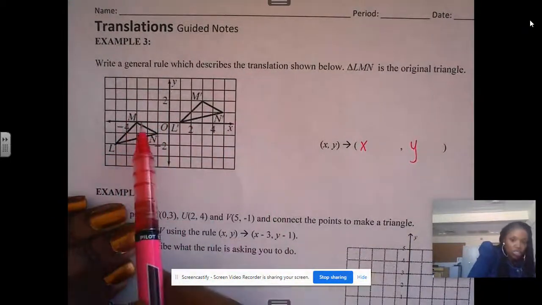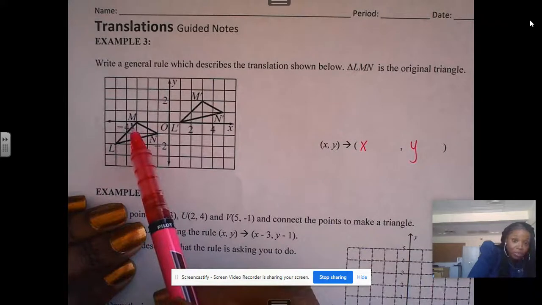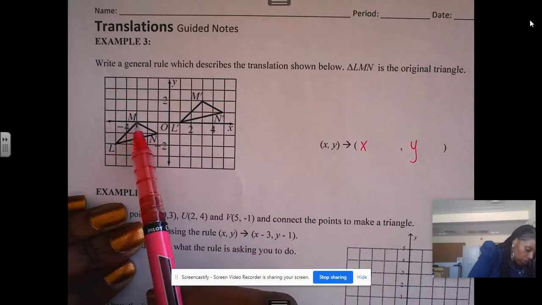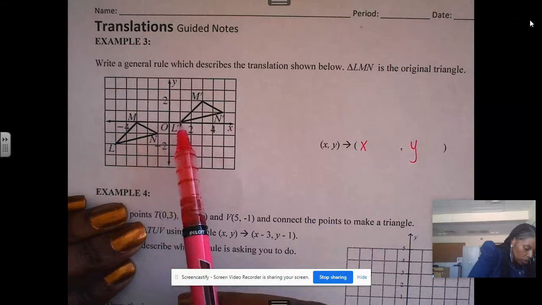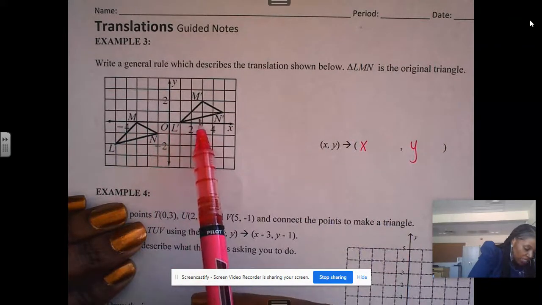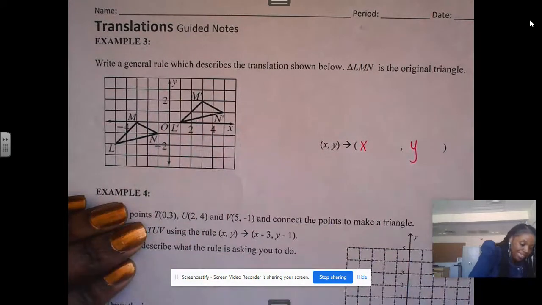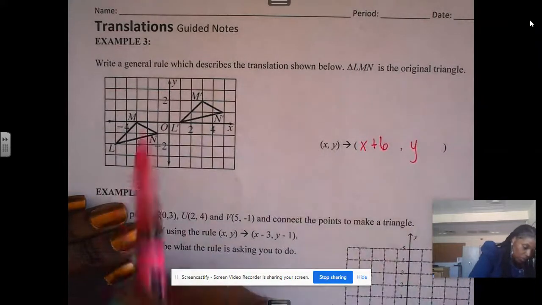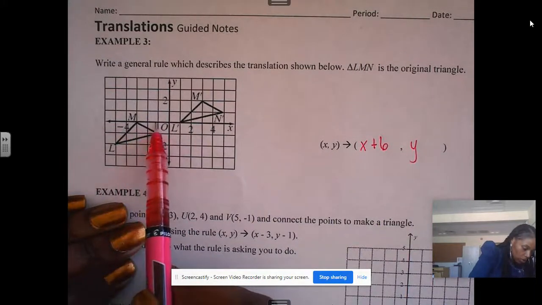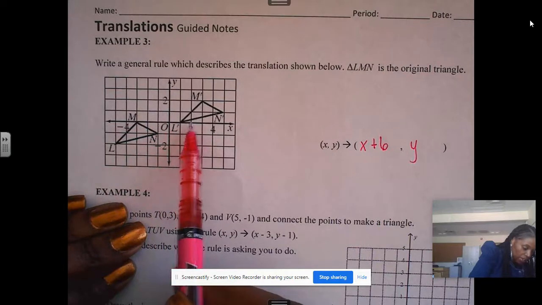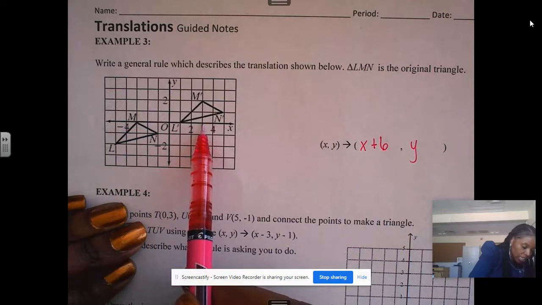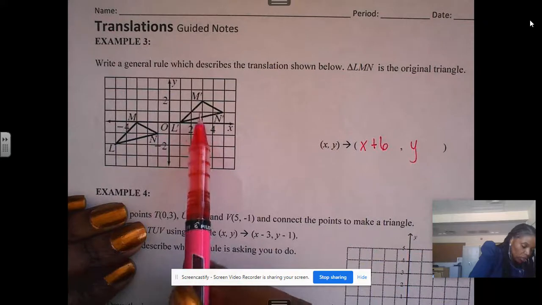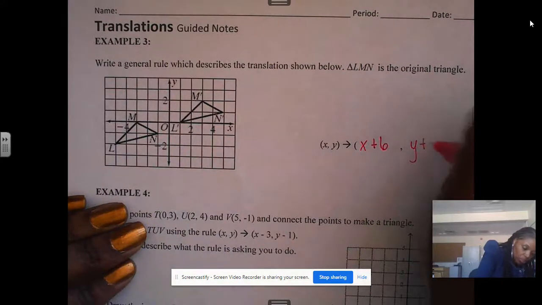So with the X, you're either going left or right. If I'm going from this M to this M prime, I'm going over how many to the right? I'm adding 1, 2, 3, 4, 5, 6. So I'm adding 6 to all of my X's, so I'm plussing 6. And then to get to that M prime, I'm going up what? 2, so I'm adding 2 to each one, so I'm plussing 2 right here.